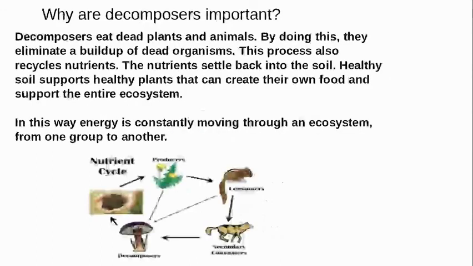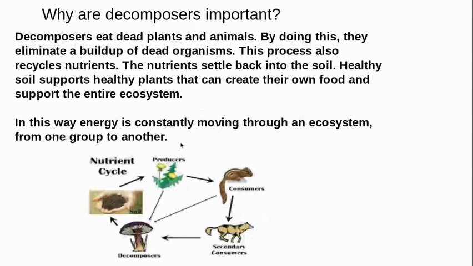Decomposers eat these dead plants and animals, and by doing so, they eliminate the buildup of dead organisms. This process also recycles nutrients, and the nutrients settle back into the soil. Healthy soil supports the healthy plants that can create their own food and support the entire ecosystem. In this way, energy is constantly moving through an ecosystem from one group to another.